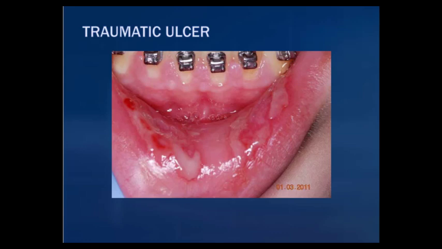Traumatic ulcer. So here we have a patient in ortho. If you've ever had ortho, you have experienced a traumatic ulcer. They're very painful. They can last 10 to 14 days. And to treat that, we have to eliminate the cause. So in this case, the braces are the cause. We can't eliminate the braces right now. So what we do is we give patients wax to cover those brackets in an effort to relieve them of their ulcerous pain.